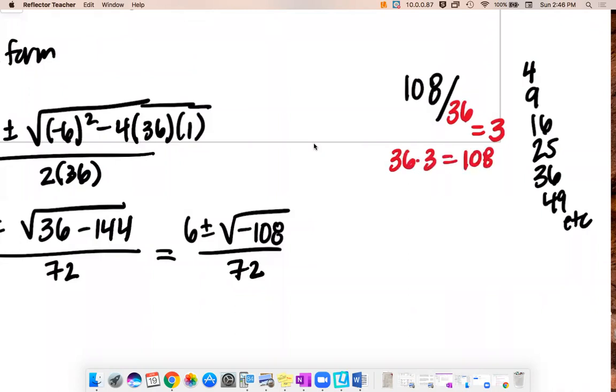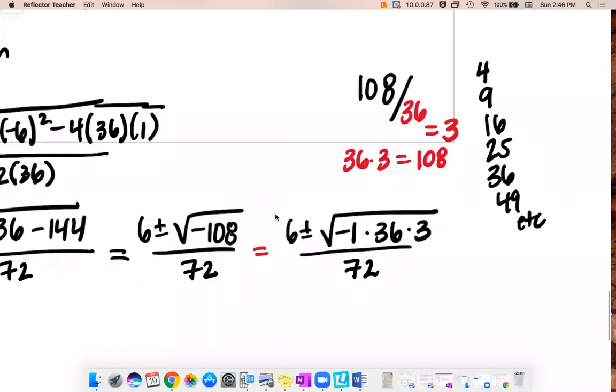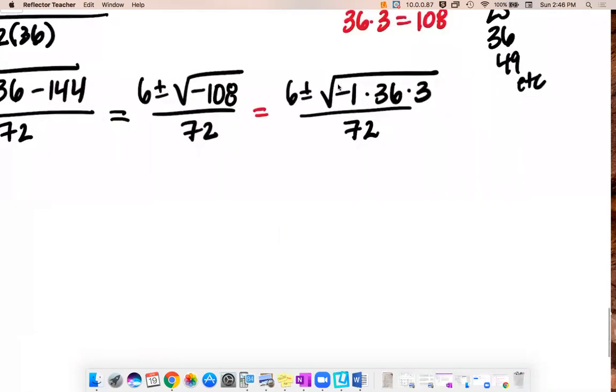So I'm going to break this up, and I'm going to make my square root be the square root of -1, because it's a negative, times 36 times 3, because I know if I multiply all 3 of these, I get -108, and I'm going to divide that by 72. Okay, so now what I do is I break each of these up. So the square root of -1 we know is i, so it's going to come outside. And the square root of 36 is 6, so that's going to come outside. So this becomes 6i, and I can't do the square root of 3, so it stays in there. And then you got plus or minus 6 over 72.